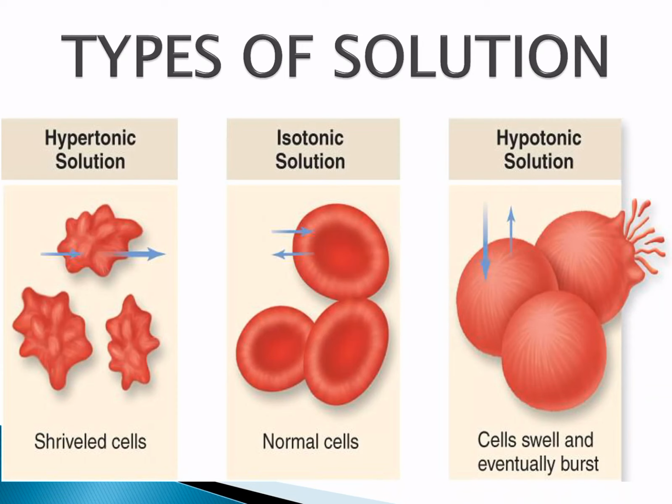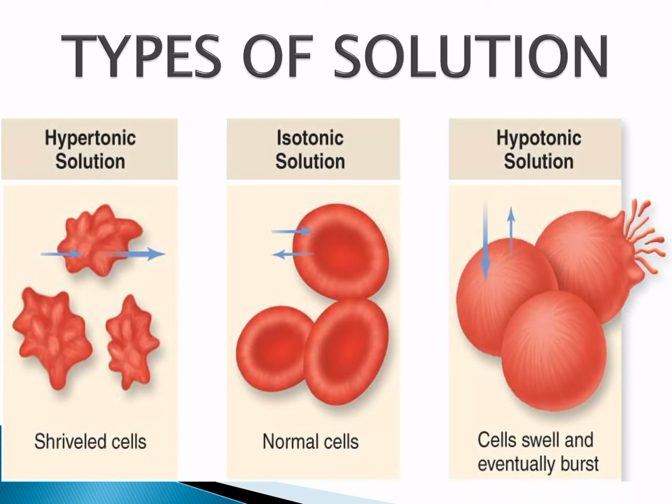Okay. In your hypertonic solution, there is a shrinkage, or it shrinks cells. When you have your isotonic solution, that's a normal cell. Nothing happens. When it's in your hypotonic solution, cells swell and eventually burst. Okay, there is cell swelling.